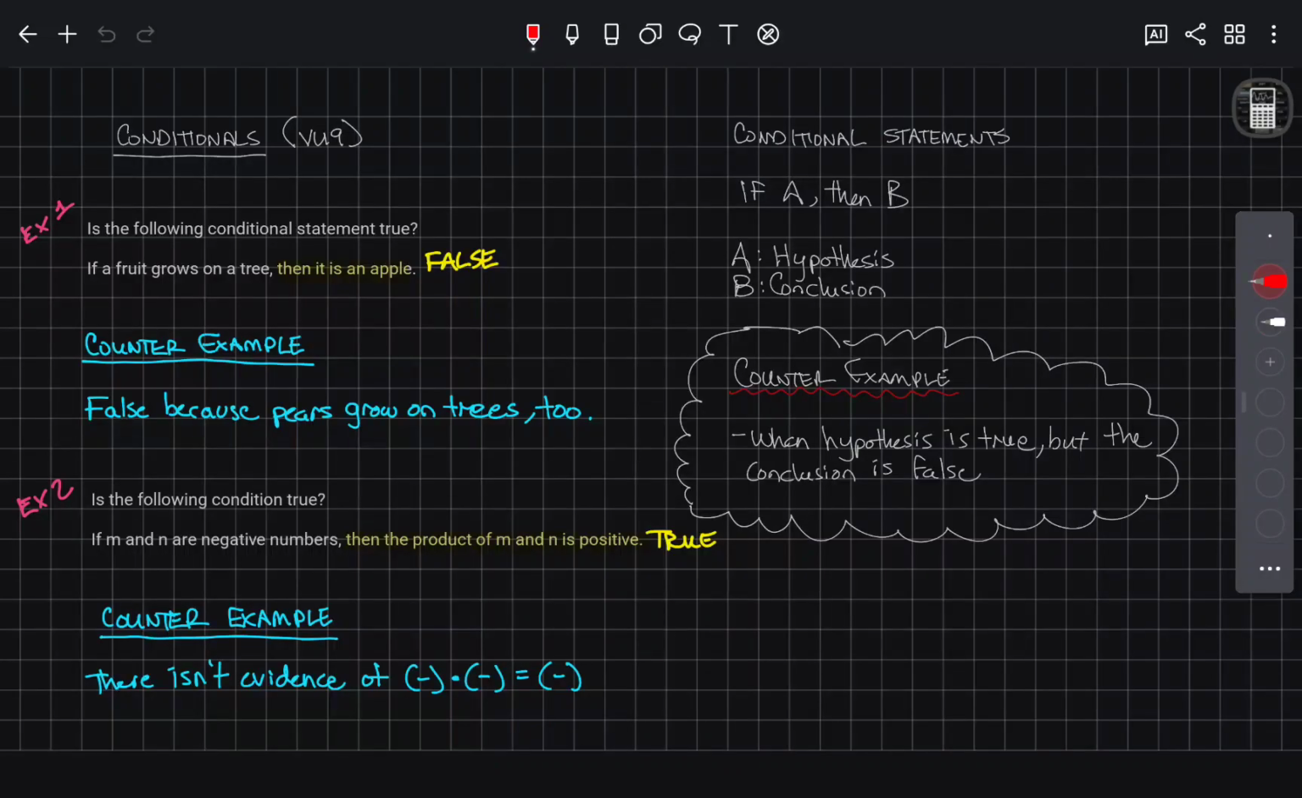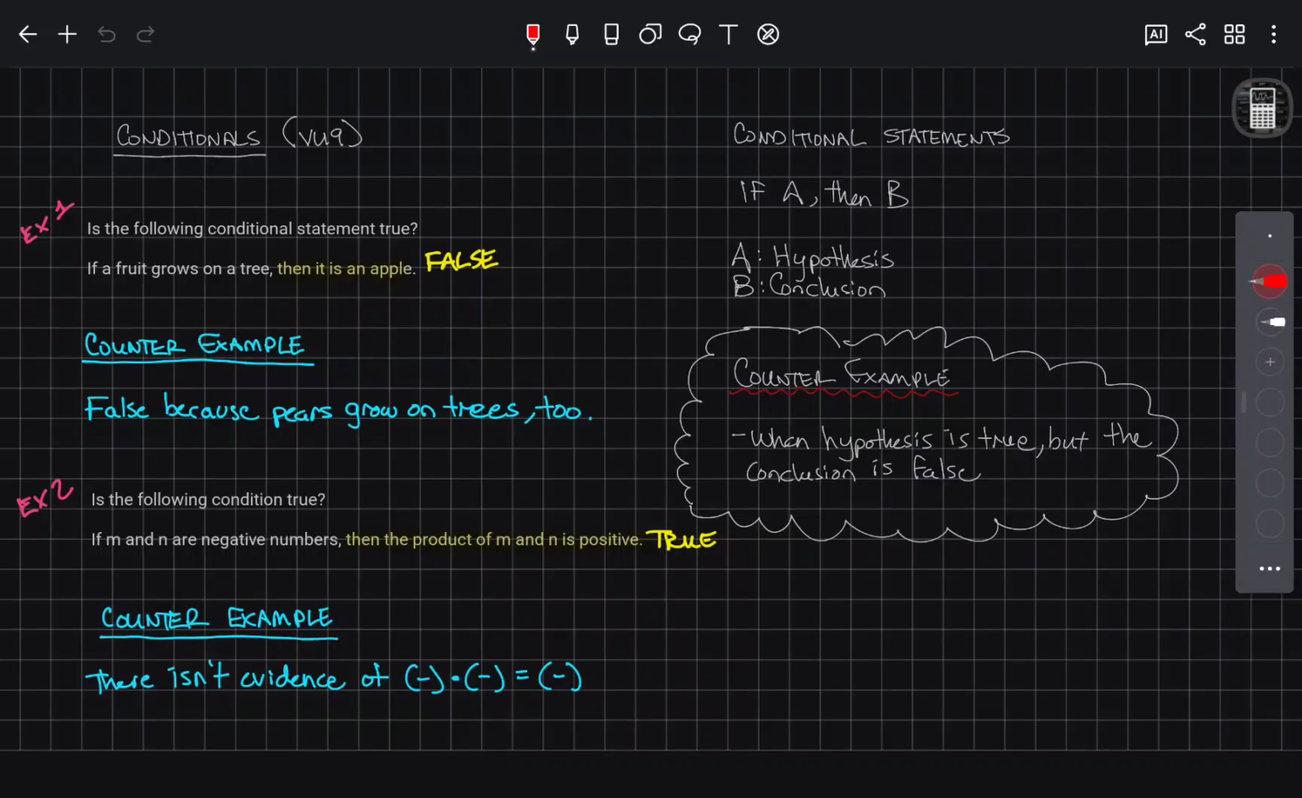So, okay. But is that the only thing that's true from that hypothesis? And the answer to that is no, because I can provide a counterexample. Pears grow on trees, plums grow on trees. There's a whole bunch of fruit that grows on trees. So it's not necessarily the exact true definitive statement based on that hypothesis.